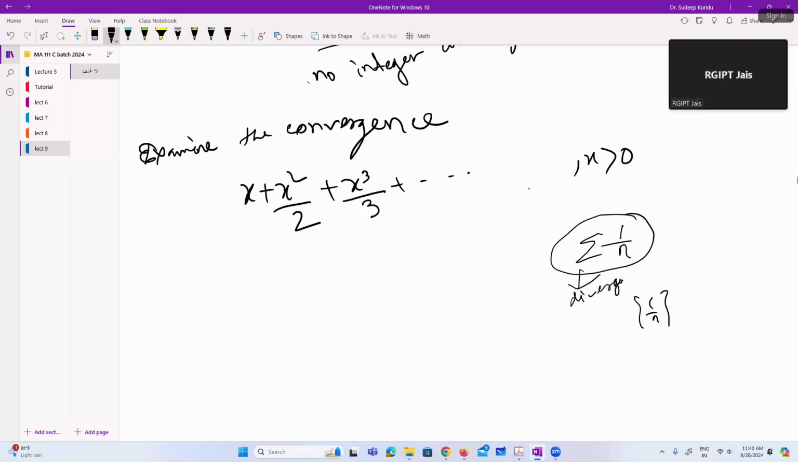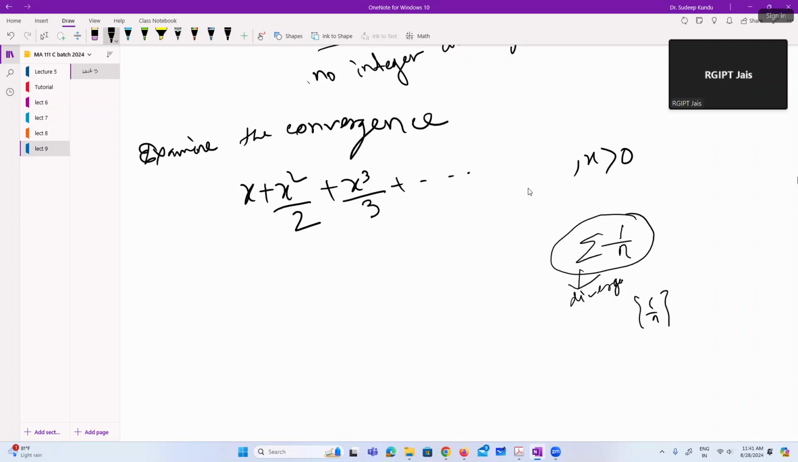So there is one necessary condition for a series to be convergent. What is that? The limit of the nth term of the series equals 0. Yes, sir. So that is a necessary condition.